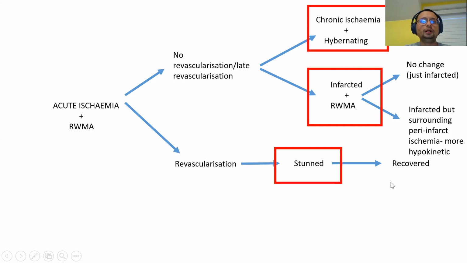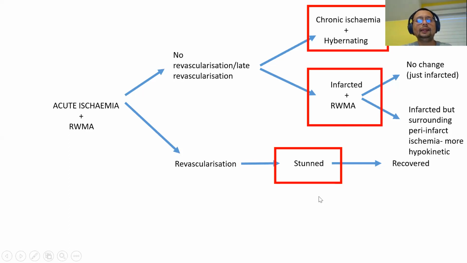Okay, so there are 3 reasons why you have chronic hypokinesia and you want to do dobutamine for viability. Number 1, your patient is hibernating. In this case, if you do dobutamine, you will have a biphasic response. Number 2, your patient is infarcted. If they are just infarcted with a normal surrounding wall, the hypo will continue to be hypo. If they are infarcted and in addition they have peri-infarct ischemia, they will become more hypo when we give dobutamine.